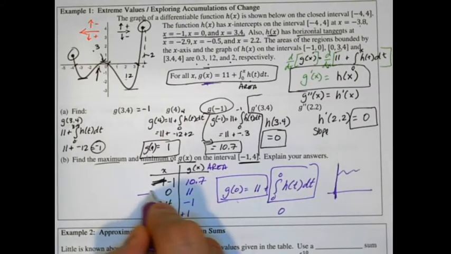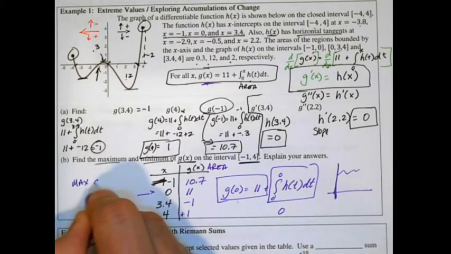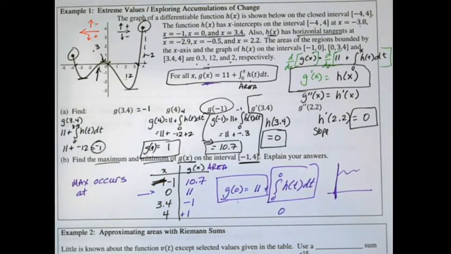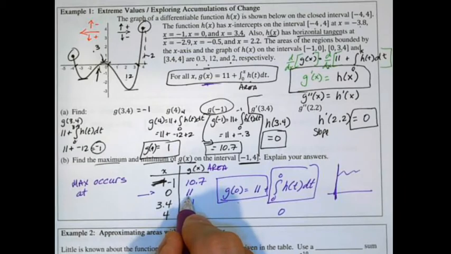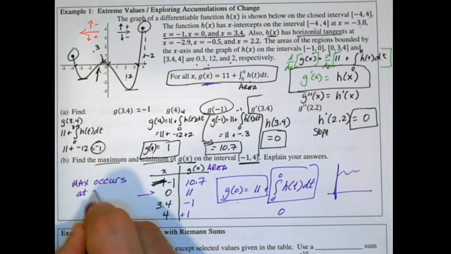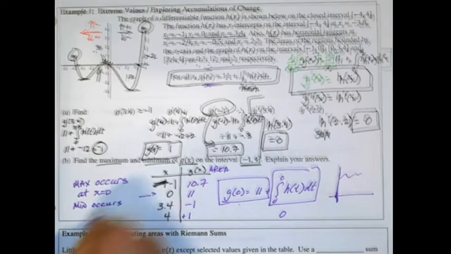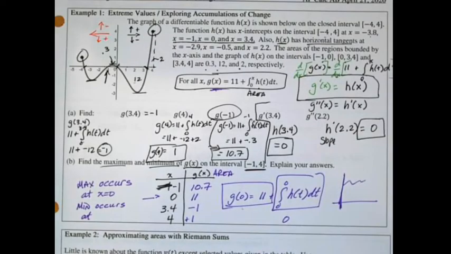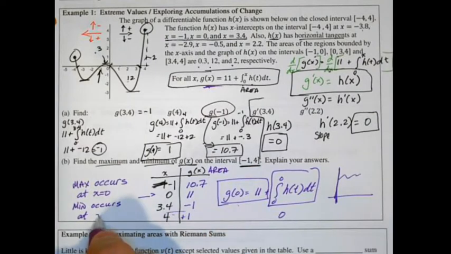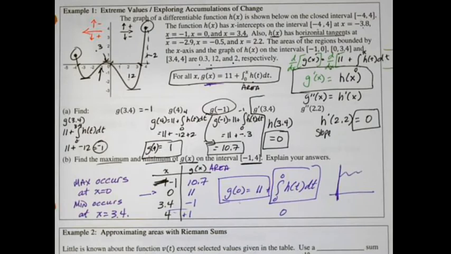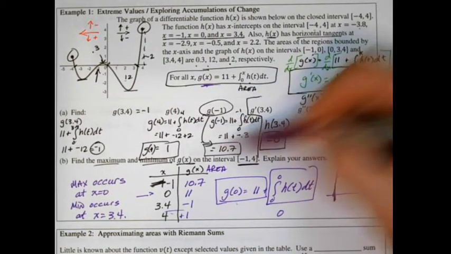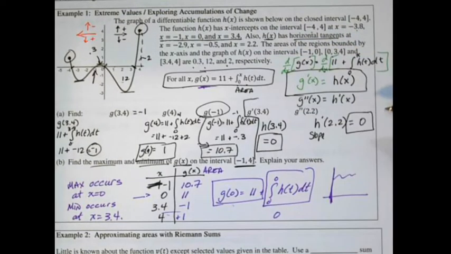So the max occurs at 0. And the min occurs at, where's the lowest point? X equals 3.4. Okay. Explain your answers. Basically, explaining your answers would be showing all of this work up here.